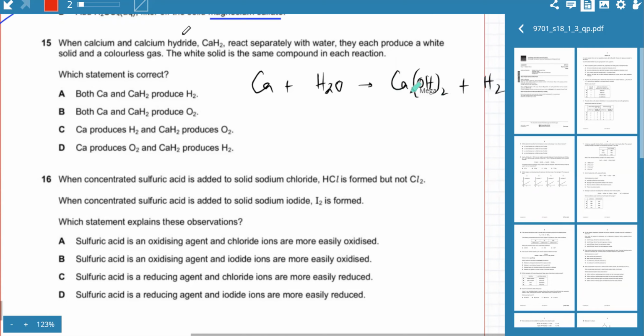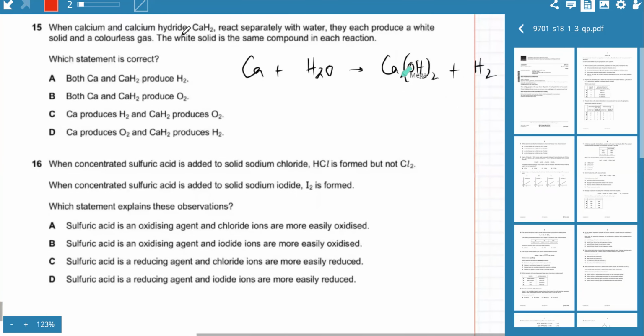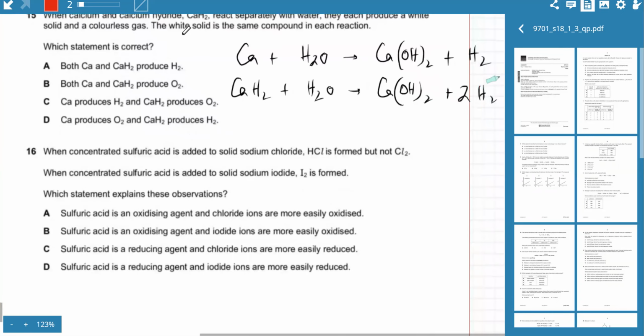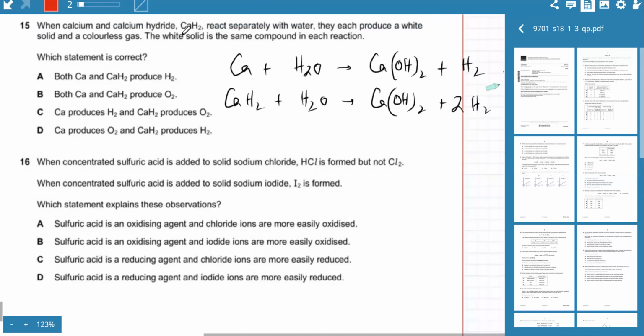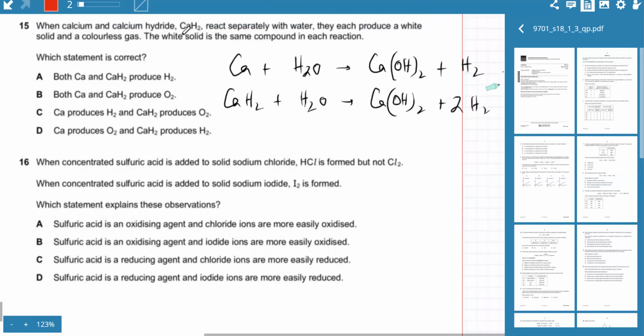And he's saying that in both cases, they produce a white solid and a colorless gas. So the other reaction, CaH2 with water, is probably going to do the same. It's going to produce calcium hydroxide and H2 gas is going to be released, probably 2 moles. So which statement is correct? The first one is that the white solid is the same compound in each case. It has to be probably the same compound.